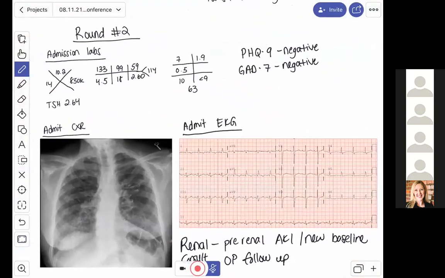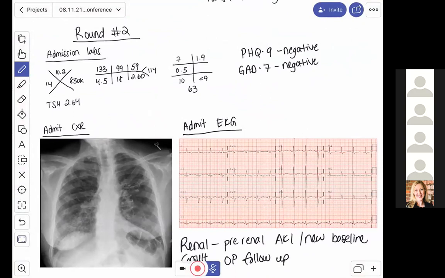So round 2 of information. He gets some labs on admission, which you can see there. White blood cell count of 14, anemia to 10.2. Platelets are 850. For his BMP, only real noticeable thing, he's got a creatinine of 2.6. Some LFTs, again, they're written: total protein, then albumin, total bilirubin, and then direct, if it was included, AST, ALT, alk phos. A PHQ-9 and a GAD-7 were done.